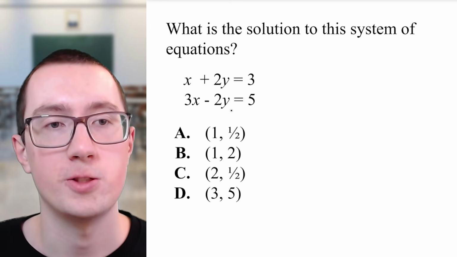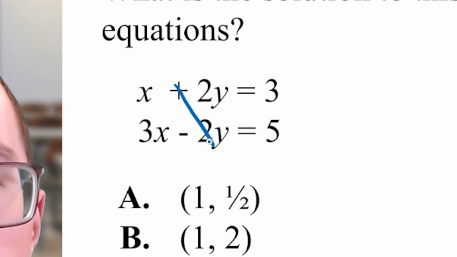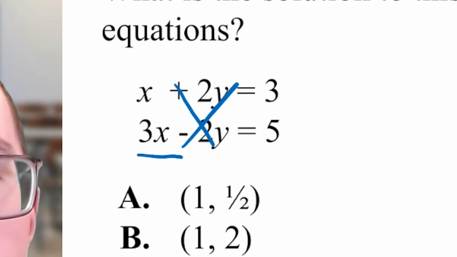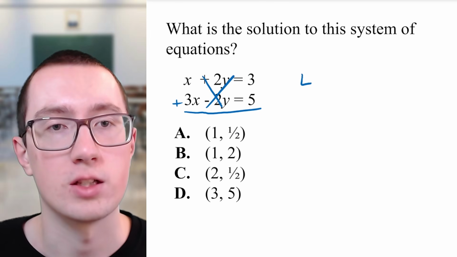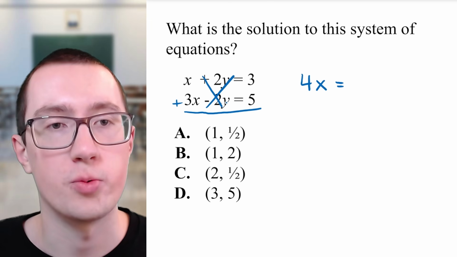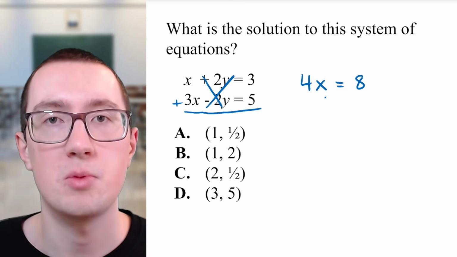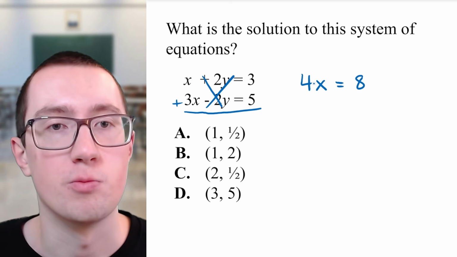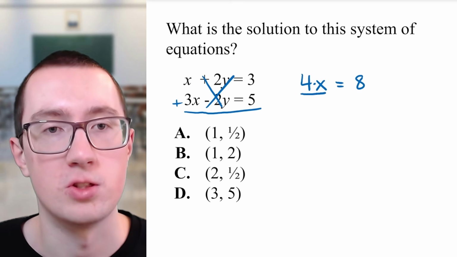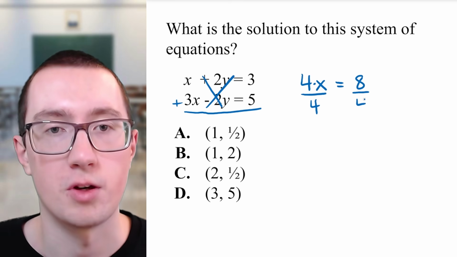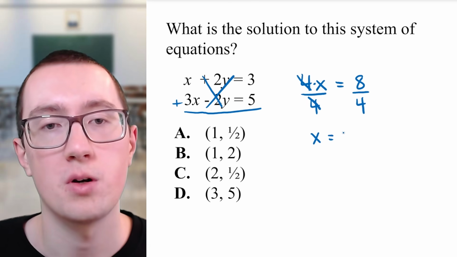And it looks like they want us to do elimination here because the plus 2y and the minus 2y just cancel out. And we'll add together the rest of the equations. So x plus 3x, that's 4x, and then that's going to equal 3 plus 5, which is 8. And now we just have a one-step problem, so let's go ahead and solve for x. This is multiplication here, so I'm going to do the opposite of multiplication, which is division, and divide both sides by 4. And this is just going to leave us with x equals 8 divided by 4, which is 2.